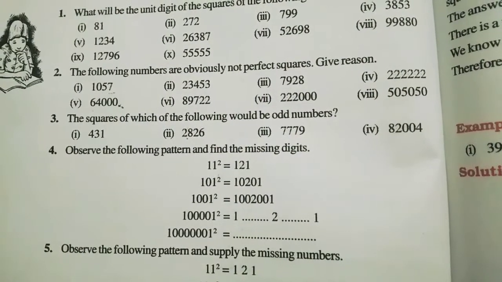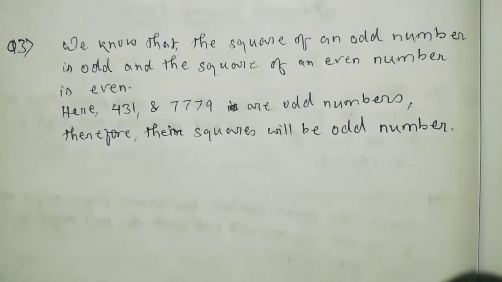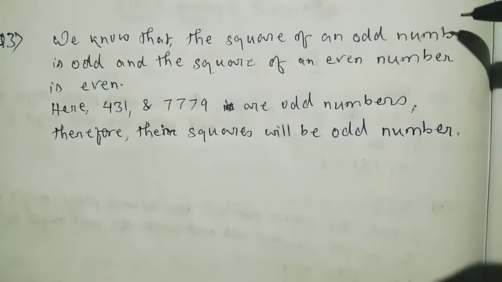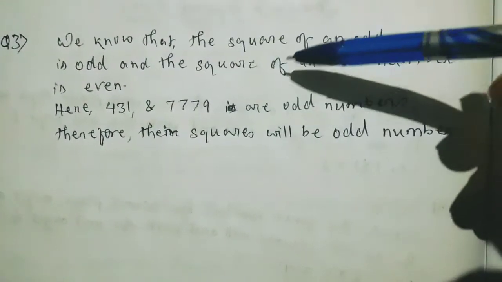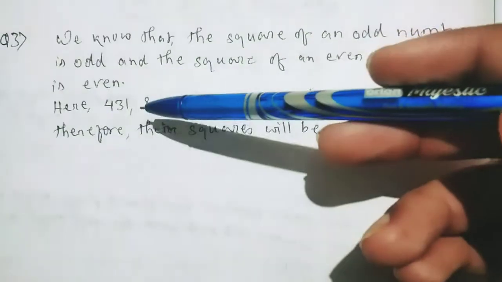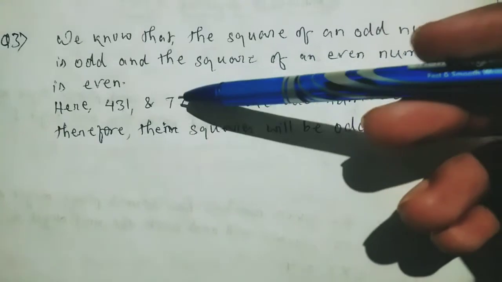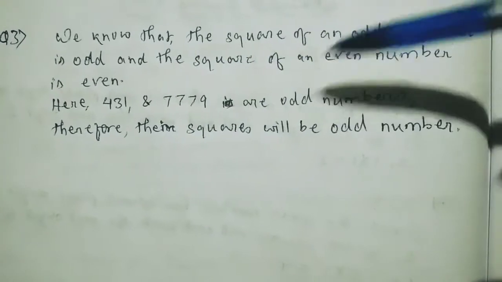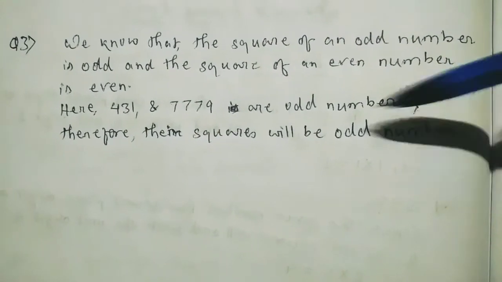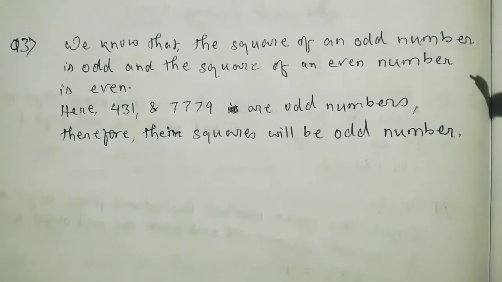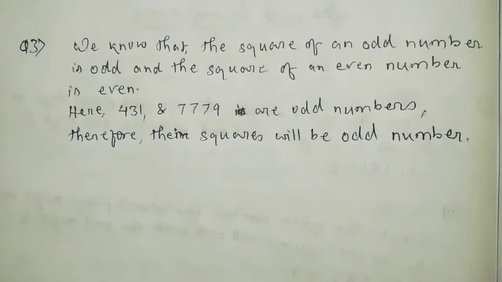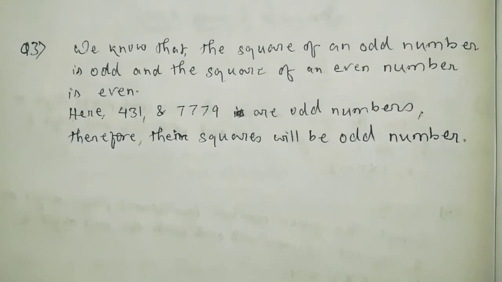Okay, how to write this? Let's see. Students, question number 3 can be written like this. We know that the square of an odd number is odd and the square of an even number is even. This is the property. So here 431 and 7779 are odd numbers. Therefore their squares will be odd numbers. This is the answer we have to write. Every property is important, so you have to remember it.